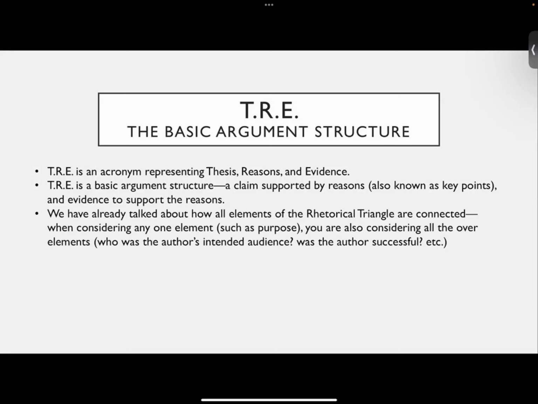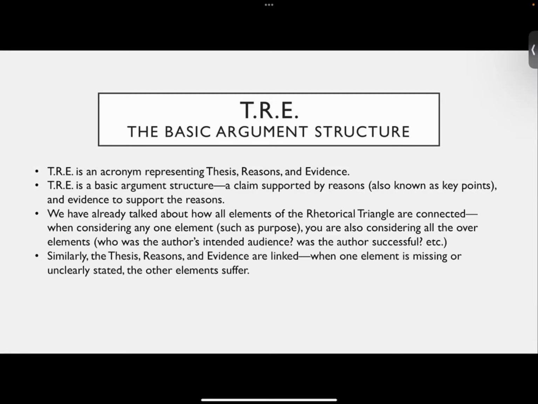We've already talked about how all elements of the rhetorical triangle are connected. When considering any one element, such as purpose, you are also considering all the other elements. Who was the author's intended audience? Was the author successful in their purpose? And so on. Similarly, thesis, reasons, and evidence are all linked. When one element is missing or unclearly stated, the other elements suffer, and therefore so does your overall text, in this case, argument.